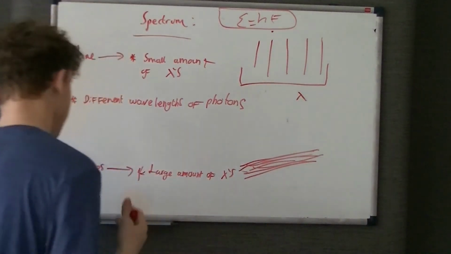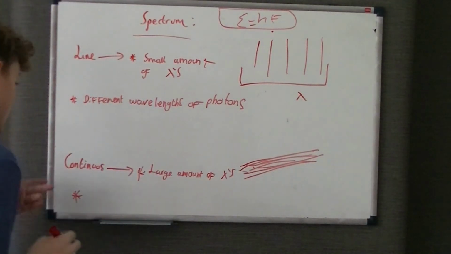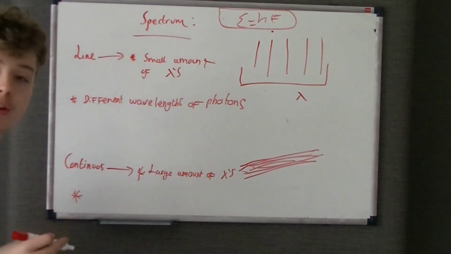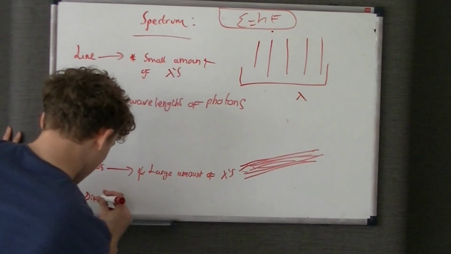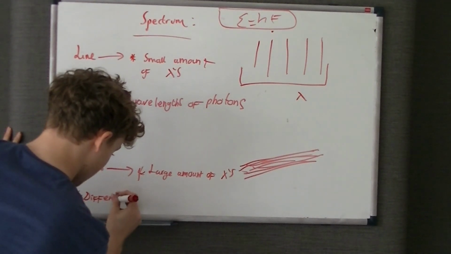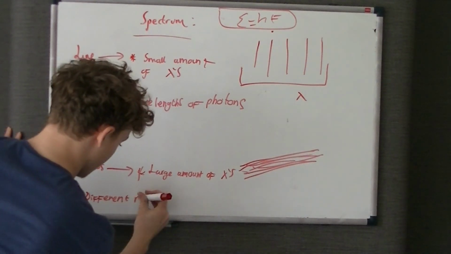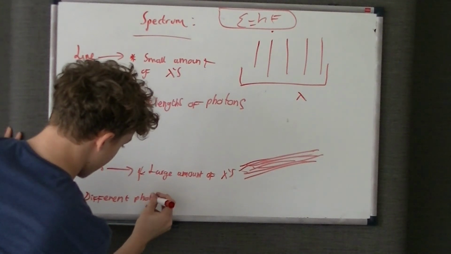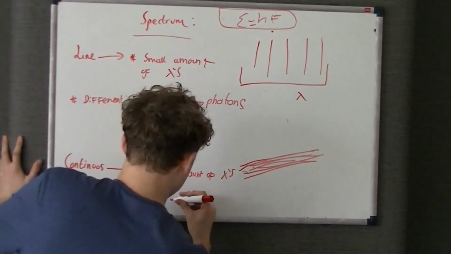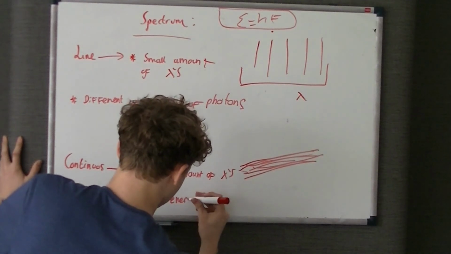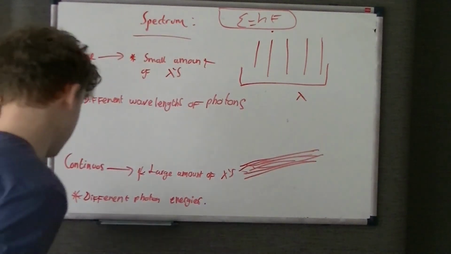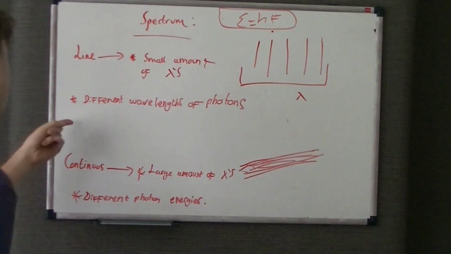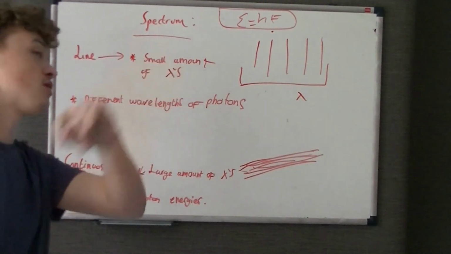So, the continuous spectrum, as we said, is different energies, different frequency of photon. So you can just put different photon energy. Different photon energy causes the continuous spectrum, whereas different wavelengths of photons causes a line spectrum.